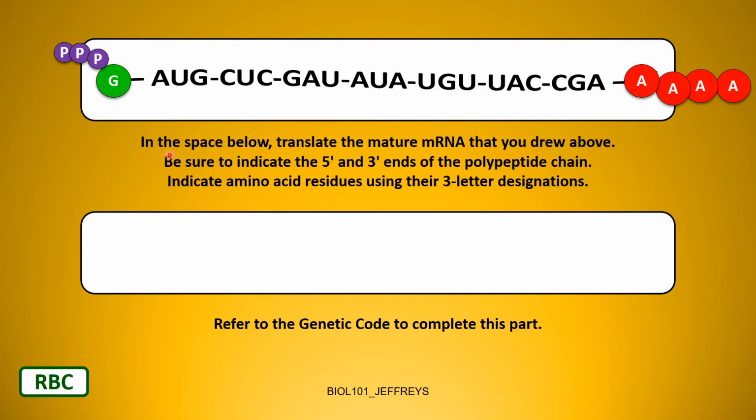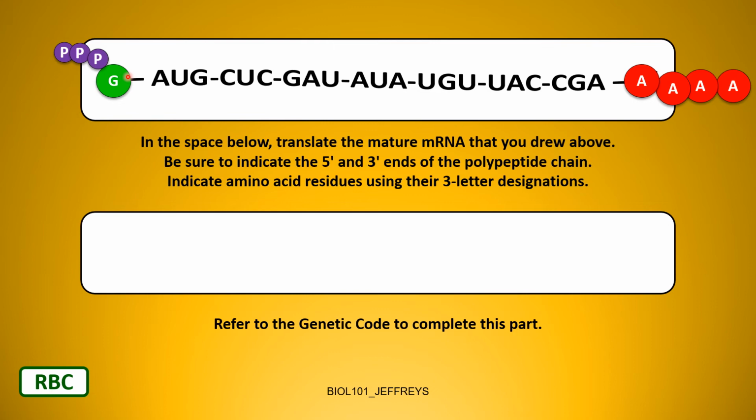Okay, so it says in the space below, translate the mature message. This is the mature message now. We've gotten rid of the introns. We've gotten rid of the stop codon. We've capped it off and put a tail on it. Now this thing goes out of the nucleus. Remember, transcription takes place in the nucleus, translation takes place in the cytoplasm. This thing goes out into the cytoplasm. That's the reason we put these ends on, so the exonucleases don't chop this thing up, because this is an important protein. So we don't want it to get destroyed. That's why we put these things on there.